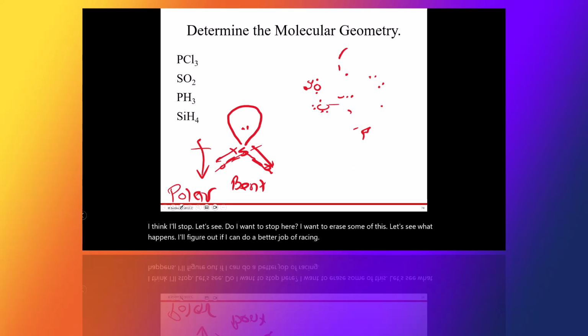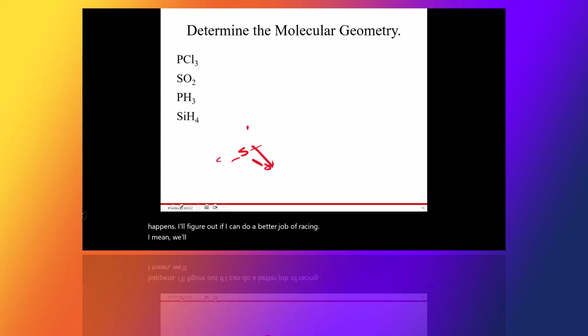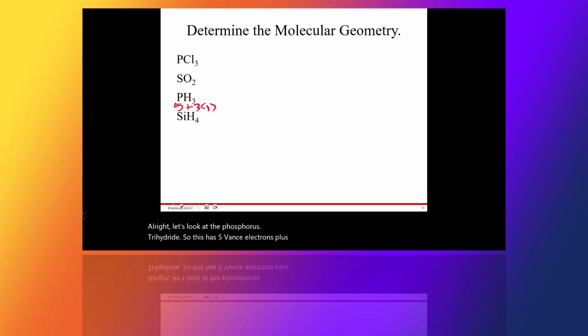I mean, we'll do one more, but that's the process, and you've got to get good at the process through practice. So let's do one more just to make sure that we know what we're doing. All right, let's look at phosphorus trihydride. So this has 5 valence electrons plus 3 times 1 for each hydrogen.